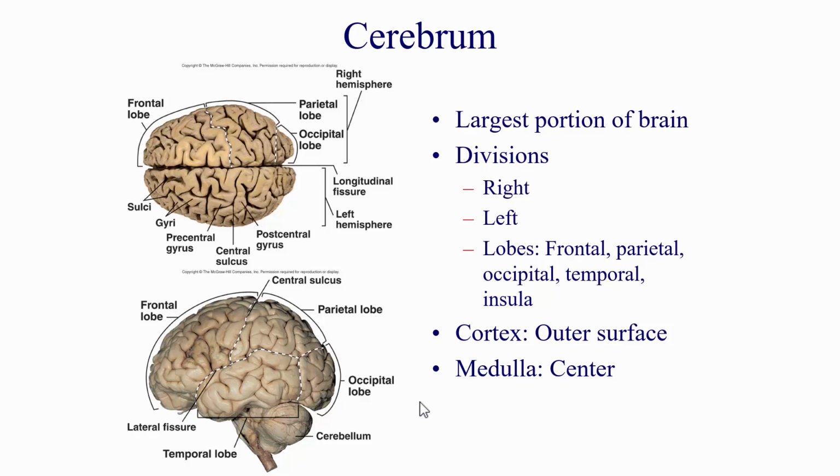And then the cortex is going to be the outermost surface. And it's going to be quite thin, actually. In the brain, the cortex is going to be gray matter. The bulk of the cerebrum is going to be the medulla, and that contains white matter. So what's the difference between the gray matter and the white matter?